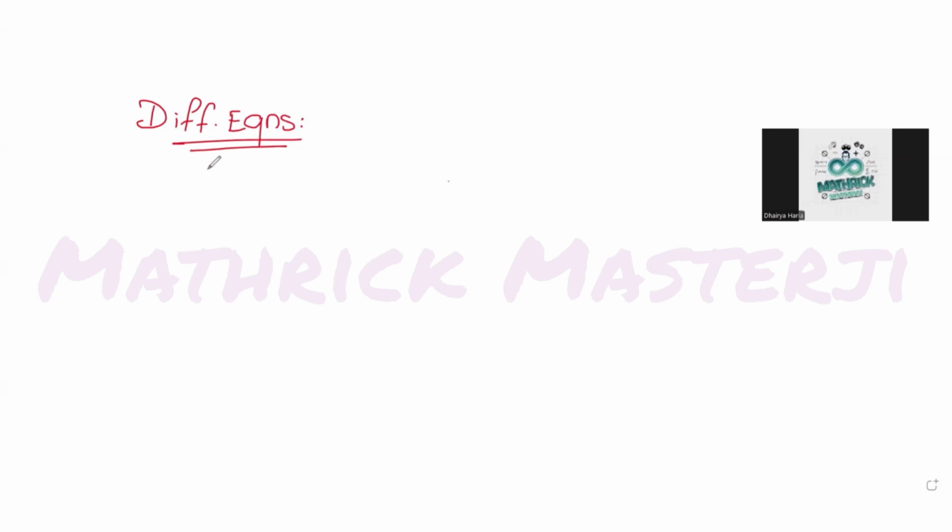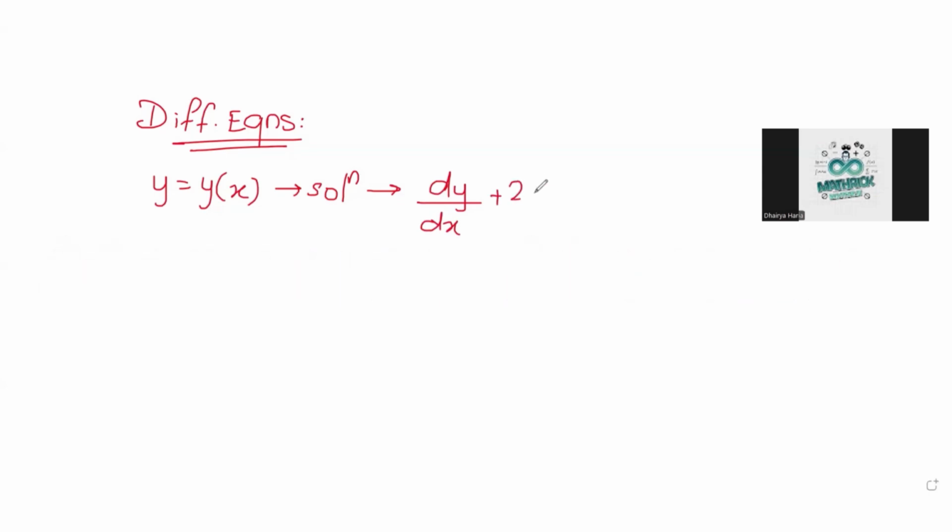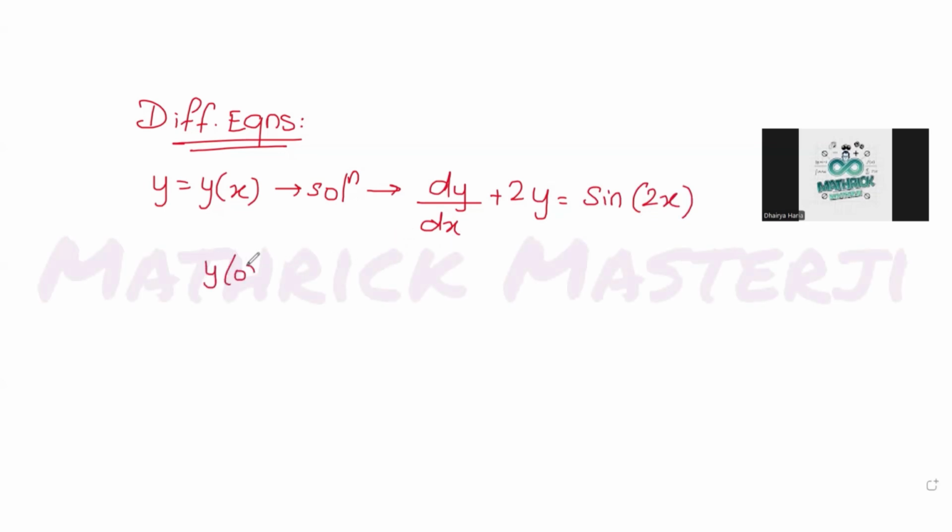Let's see today's question. Today's question we are taking up from the topic of differential equations. The question tells us, if y equals y of x is the solution of a differential equation, dy over dx plus 2y equals sine of 2x, and one more condition, y at x equals 0 becomes 3 over 4, then the question asks me to figure out the value of y at x equals pi over 8.